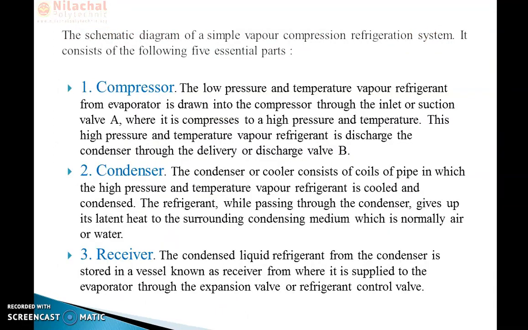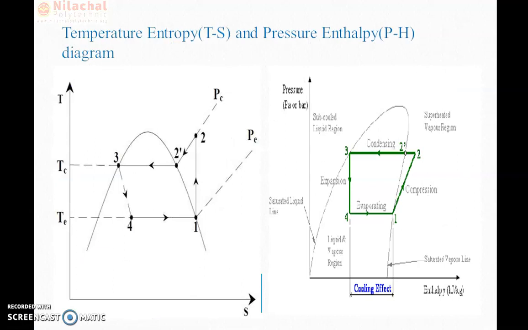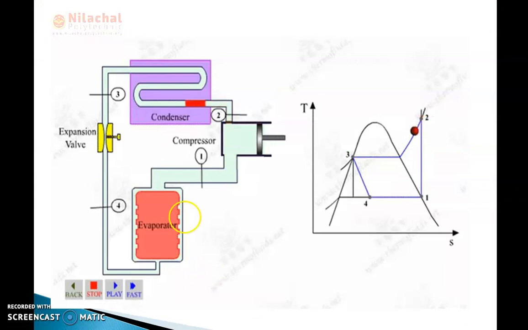Now you are going to understand the TS plot and the pH plot. First you have to understand the TS plot. If you understand the TS plot, you can easily understand the pH plot. So here you observe the 1 to 2 process, where you are using the compressor, where work is put in. What is the process name? The process name is isentropic compression process, meaning entropy is constant.